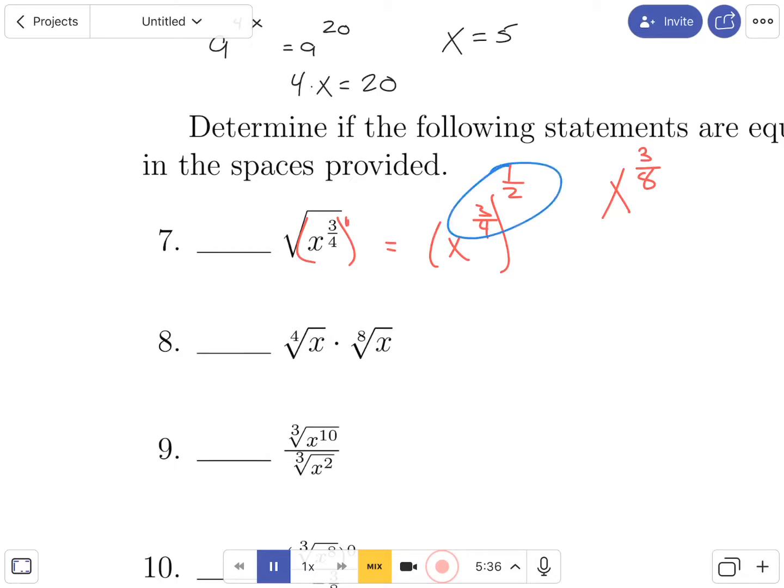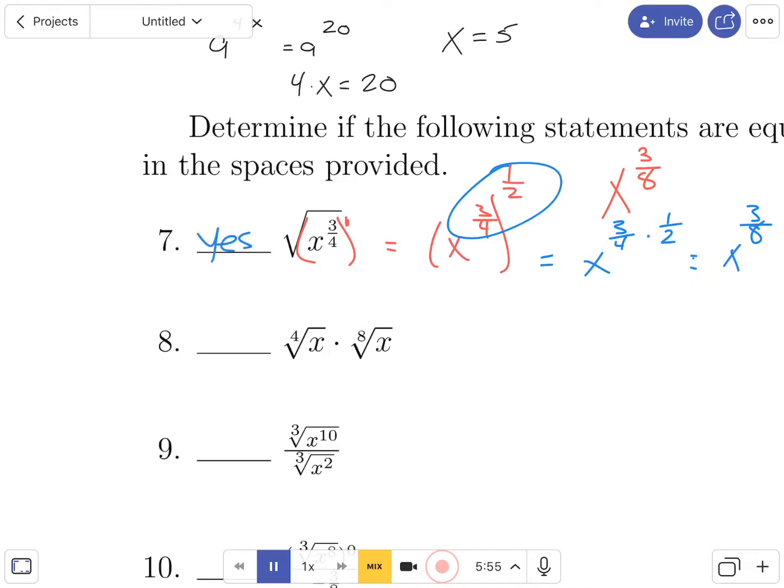Here I see that this is a power to a power, so I know that we're going to multiply those. So I have x to the 3/4 power times 1/2 power. And in doing so, we multiply straight across, and we get that this is x to the 3/8 power.